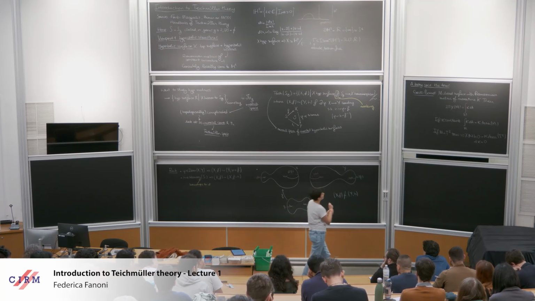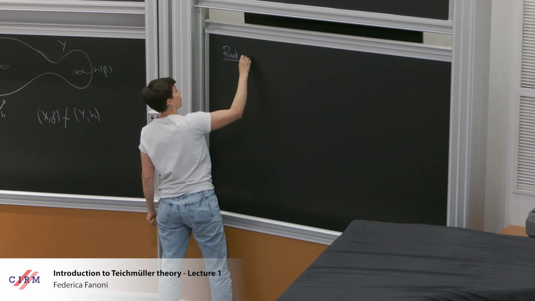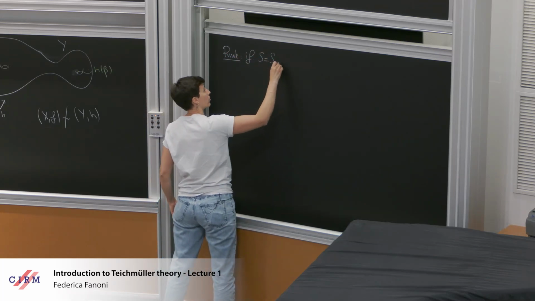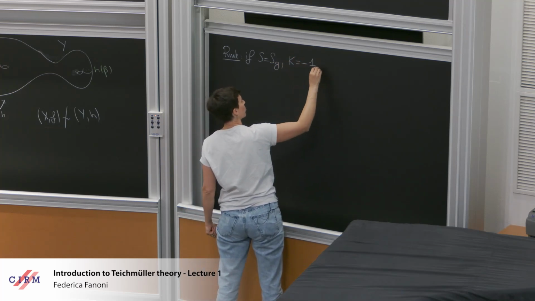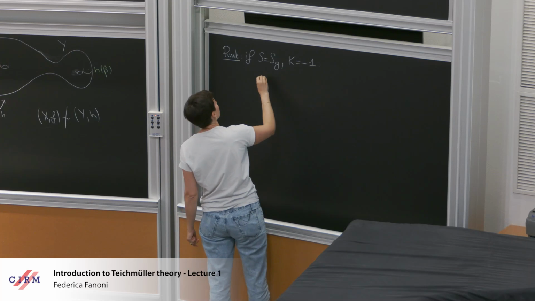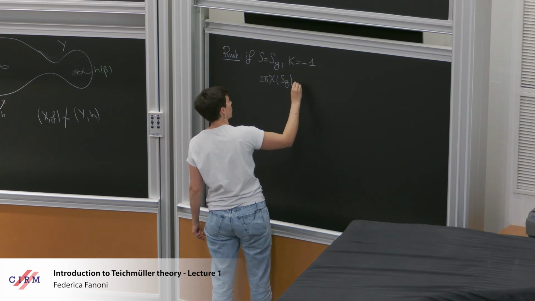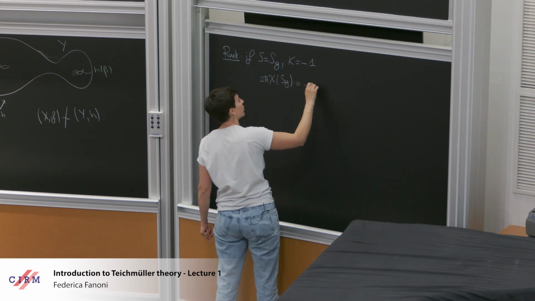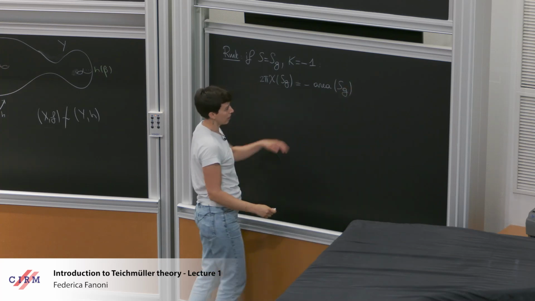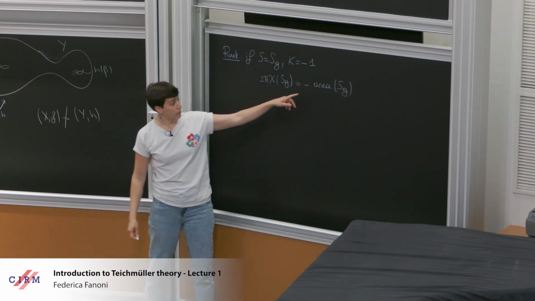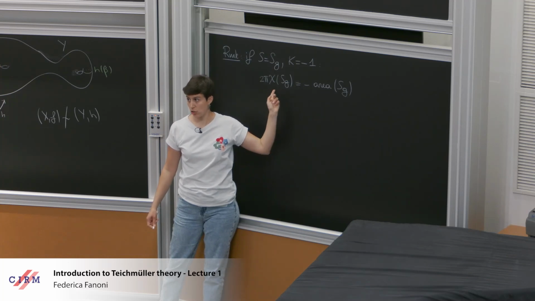And there's another remark: if S is a surface of genus g, and K is constant equal to -1, what do we get from that? We get 2 pi times the Euler characteristic is equal to minus the area of the surface. This is the hyperbolic area. This in particular tells me that if I fix the genus, the area is constant. The area doesn't change.